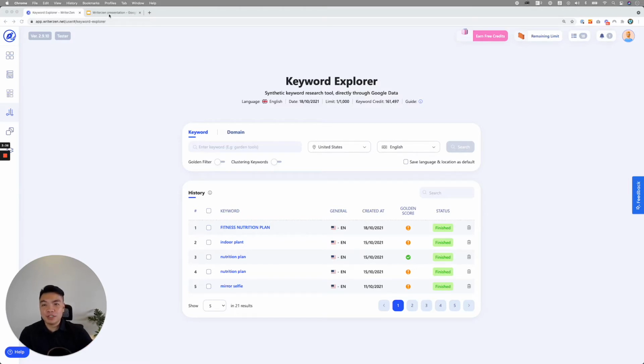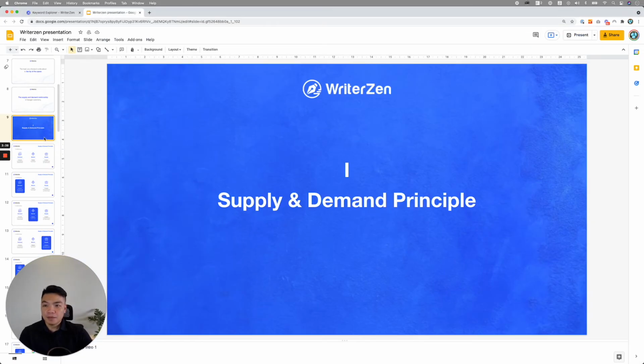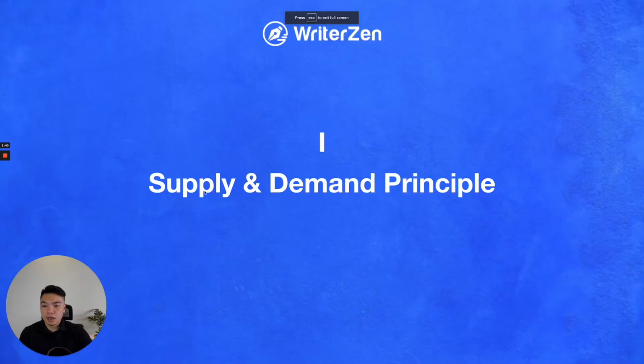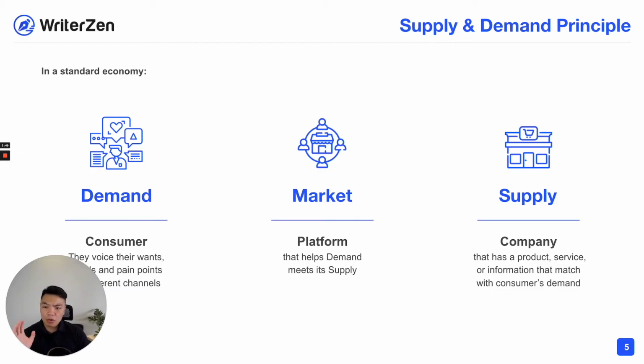We actually made a presentation for you here, right? In this presentation, as you can see, we'll go all the way back to the fundamental of every economy, and that's the supply and demand principle. In a normal economy, you'll see that it's basically represented by three players. On the demand side, you've got the consumer.